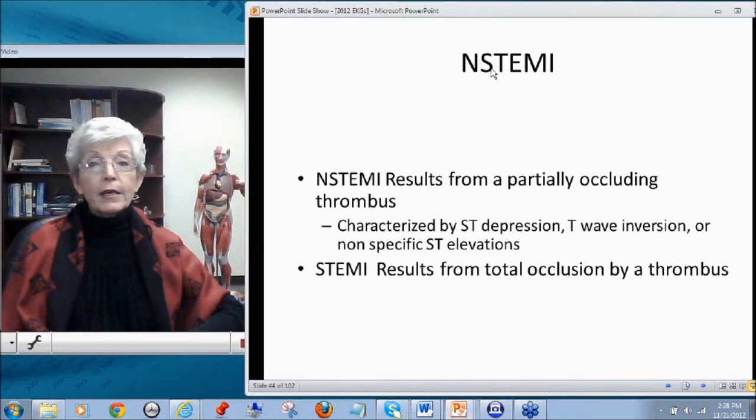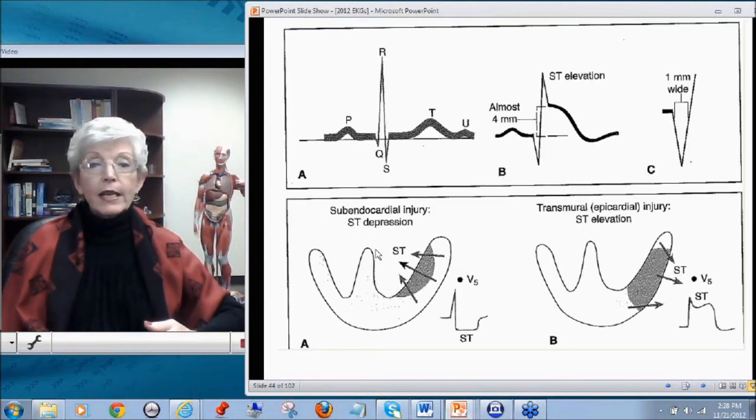So a non-STEMI, a non-ST segment elevation, as we previously discussed, usually results from a partial occluding thrombus and is characterized by ST depression, T wave inversion, or nonspecific elevations. But a STEMI usually results from total occlusion by a thrombus, and with your positive biomarkers is an ST segment elevation MI. Here's a subendocardial injury and ST segment depression. You can see here's where your isoelectric line is. Your ST segment is way below, depressed below your isoelectric line.